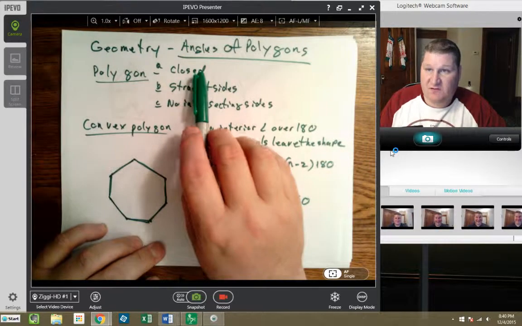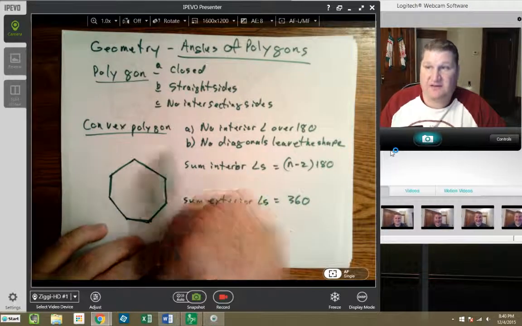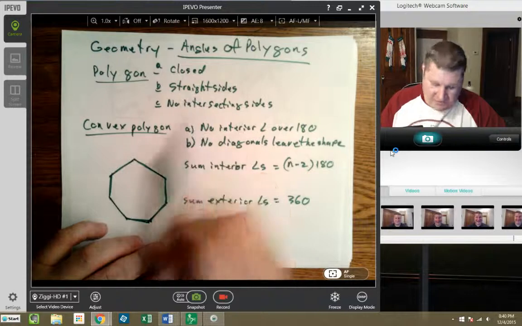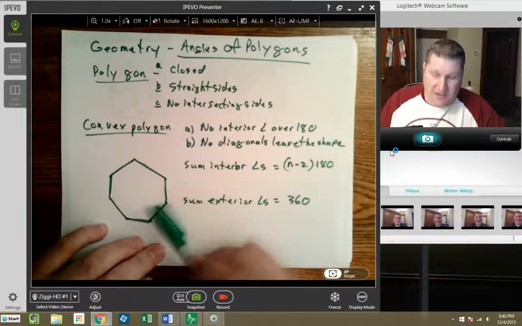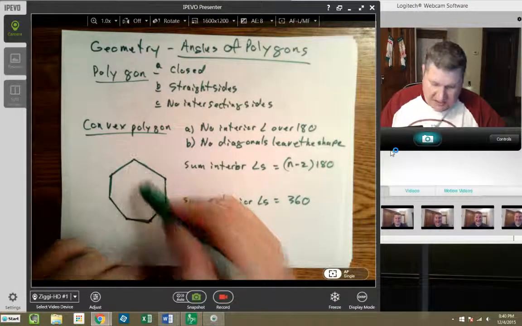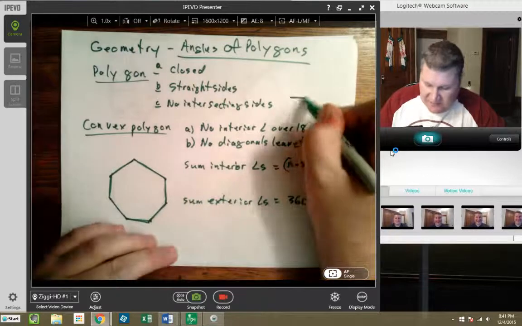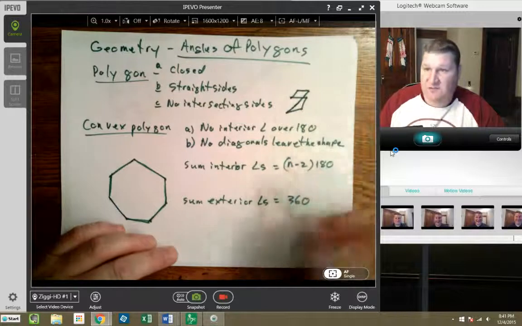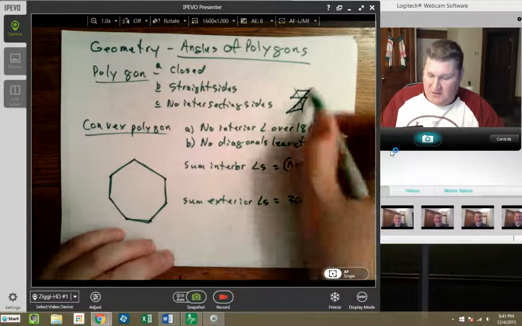A polygon is a closed figure, means you can't get from the inside to the outside, or from the outside to the inside, without crossing a side. All the sides have to be straight. And no intersecting sides, which means you can't have something like this. That doesn't work. That is not a polygon.